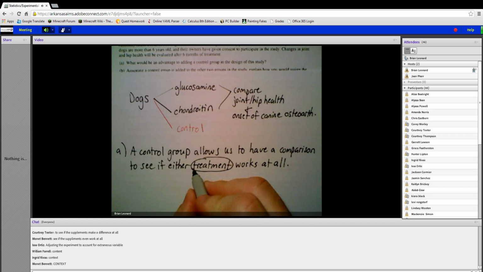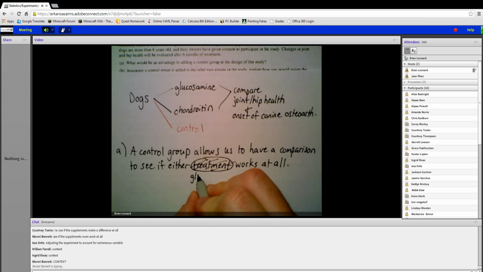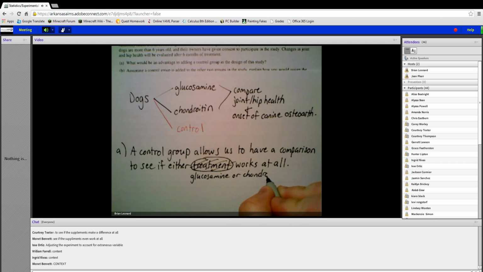So how can I fix this? To see if either glucosamine or chondroitin work at all. That's a better answer, because now I've got context, okay?